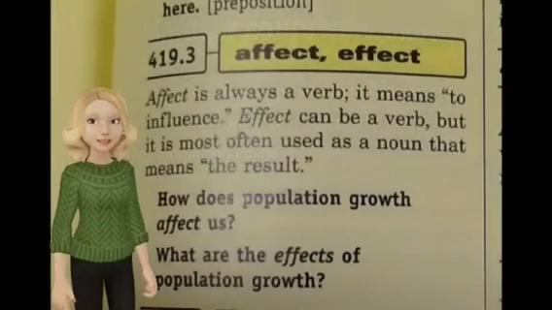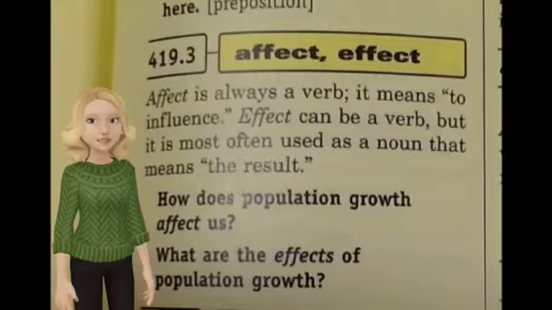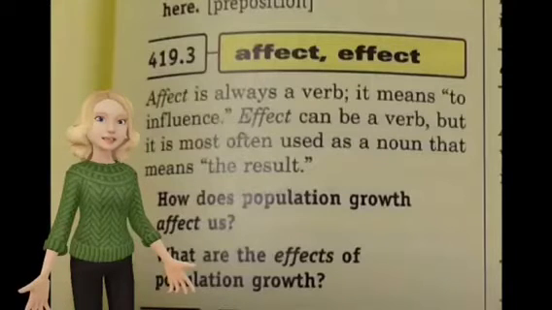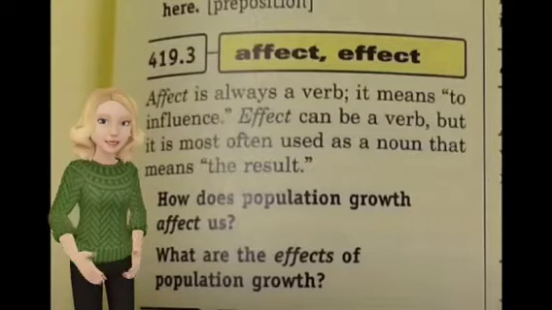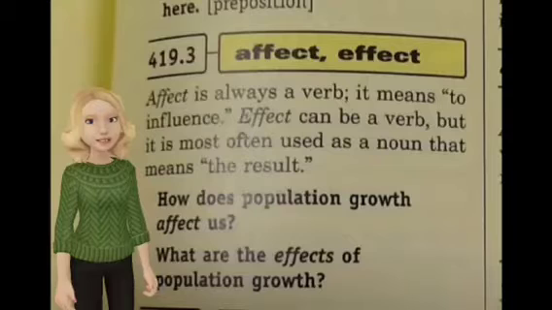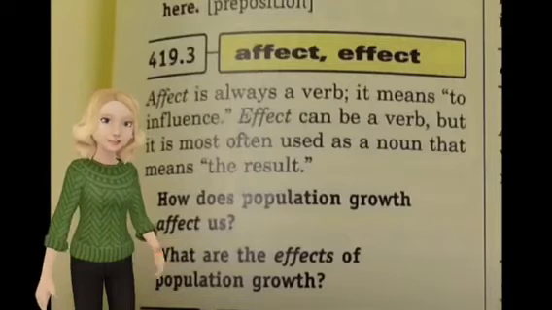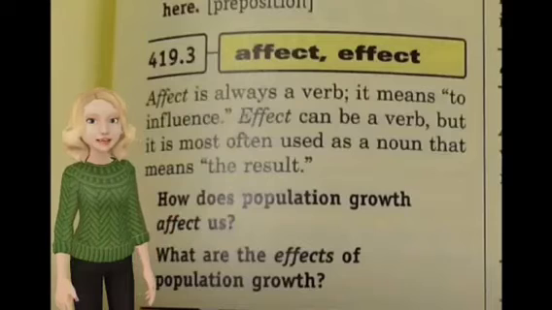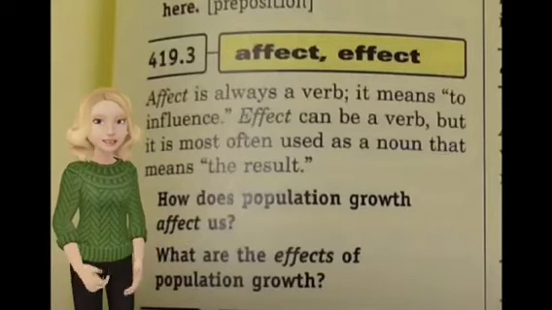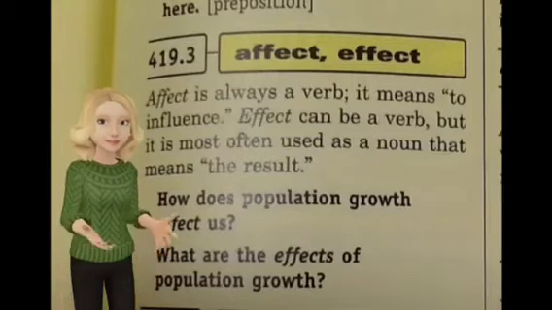The first commonly confused words are affect with an A and effect with an E. Affect is always a verb and it means to influence, whereas effect can be a verb but is most often a noun that means the result. So in terms of affect, you might say something like, how does population growth affect us? For effect, you might say, what are the effects of population growth?